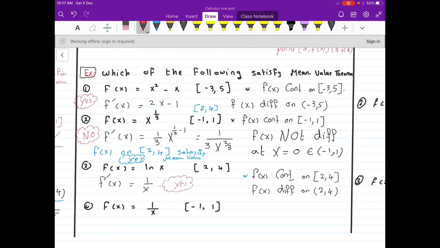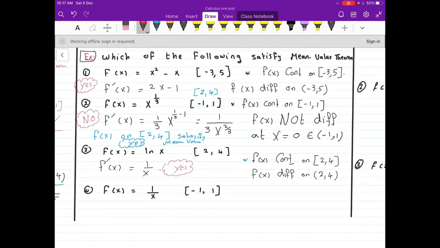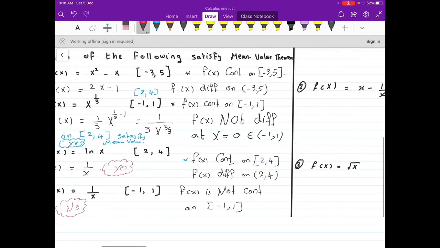إنه هذا الفانكشن يحقق mean value theorem. This function f of x = 1 over x, this function is continuous on R except 0. فلاحظوا this function f of x is not continuous on the interval -1 and 1. فهل الجواب حيكون yes or no؟ أكيد حيكون الجواب no. This function لا يحقق mean value theorem.